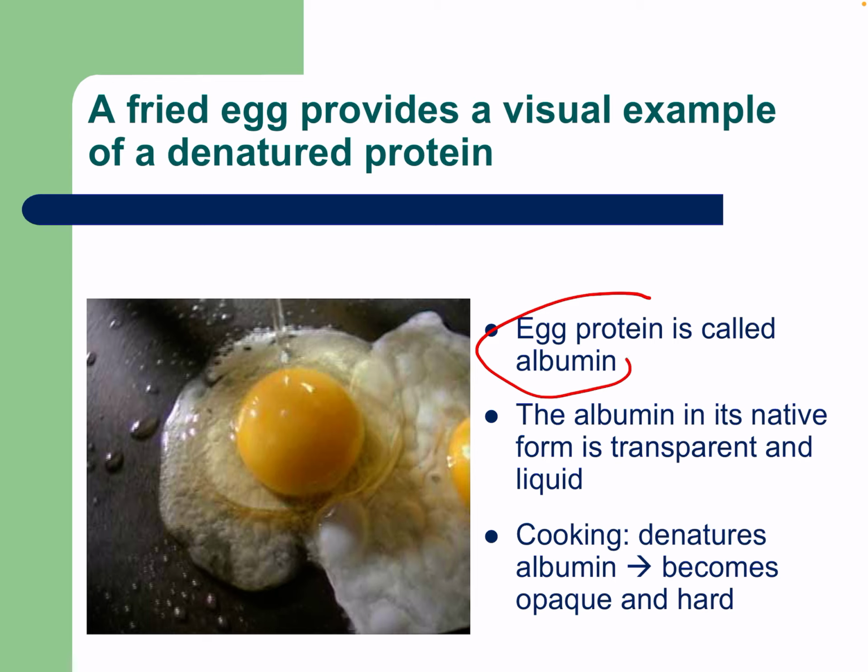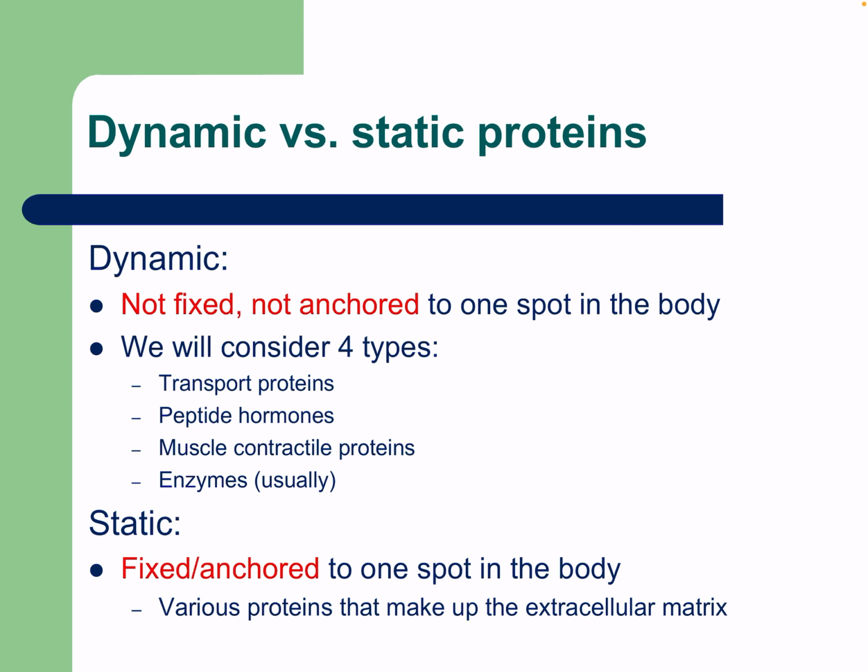The egg protein is called albumin. This albumin in its native form is a transparent liquid. Cooking it causes albumin to denature, and it becomes opaque and hard. And this is what we eat.